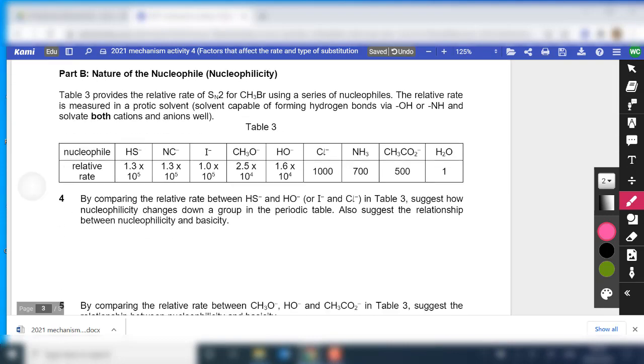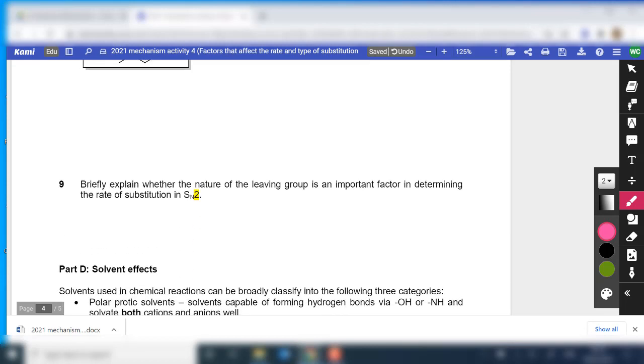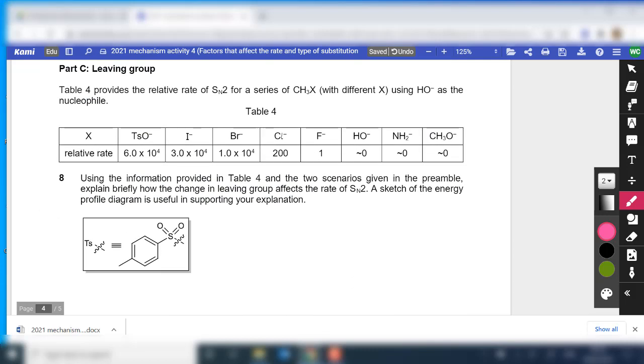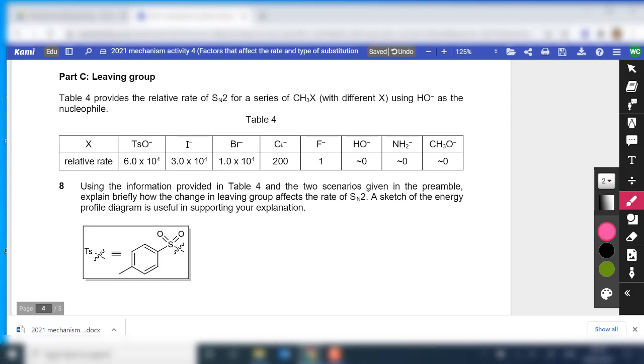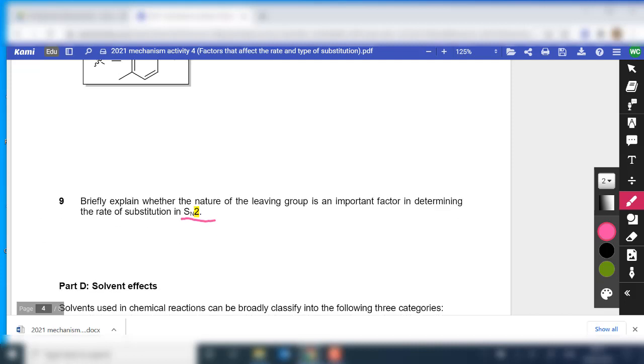And some of you actually pointed out to me that for question 9, am I trying to ask SN2 here? Because the whole context of part C is about SN2. Yeah, but if you realize, regardless of whether it is SN2 or SN1, the leaving group or the strength of the C-halogen bond affects the rate of nucleophilic substitution. So it doesn't really matter whether it's SN1 or SN2. However, to fit the context, maybe SN2 is a better representation here. So if you wish to, you can change to SN2.